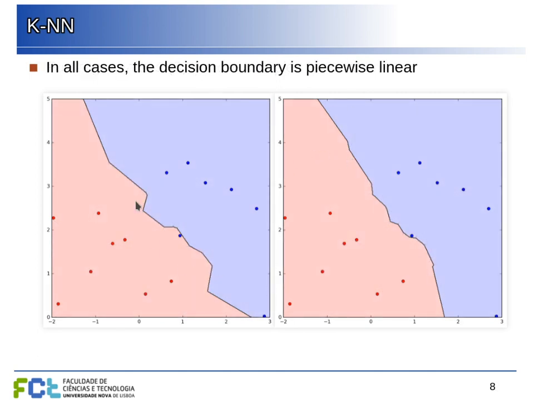In all these cases, this discriminant, the decision boundary here, is piecewise linear. That is, it's composed of straight lines, but it is a set of straight lines. The exact shape will depend on the number of neighbors and the distribution of the points, of course. But if we use Euclidean distance, then we always have this piecewise linear decision boundary.